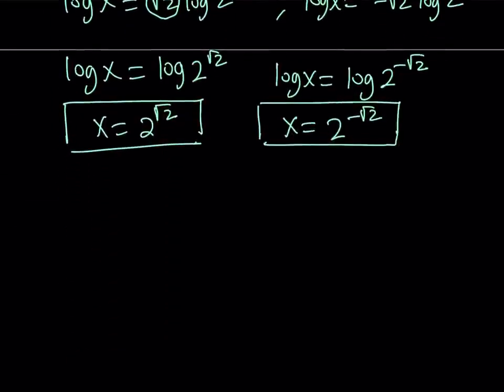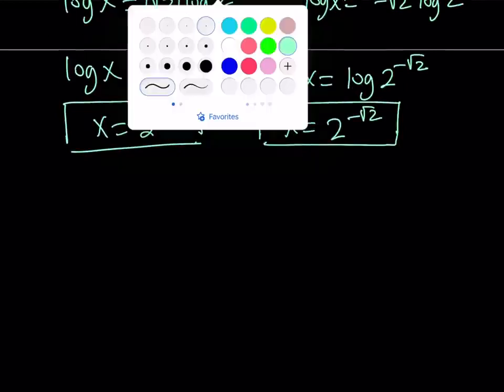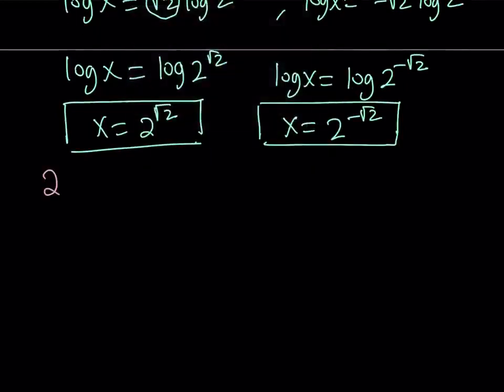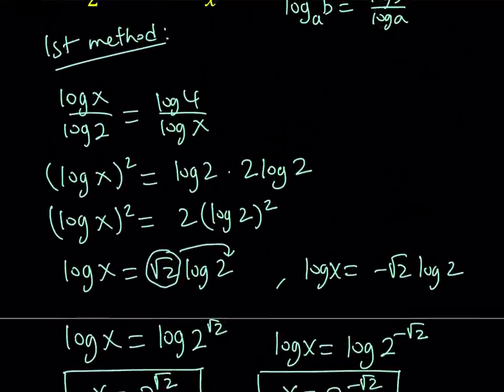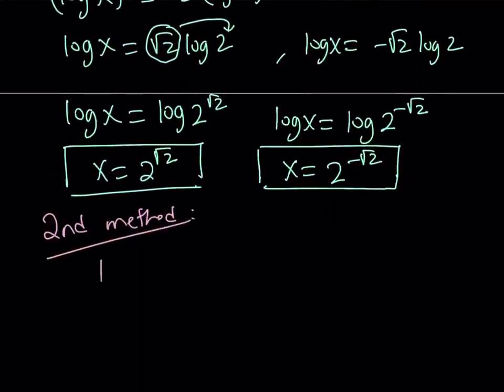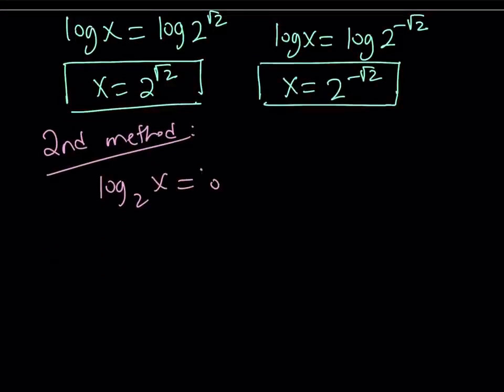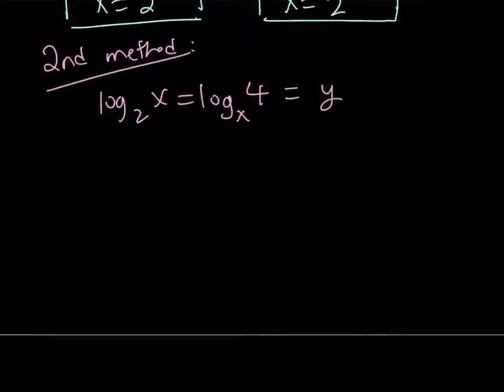Okay, now let's talk about the second method. Let's see how that works. Now the second method, let's go ahead and rewrite our original equation. We have log x with base 2 equals log 4 with base x. Okay, so these two quantities are equal. Why not setting them equal to something else, like y? And don't ask why. It's just a variable, right?